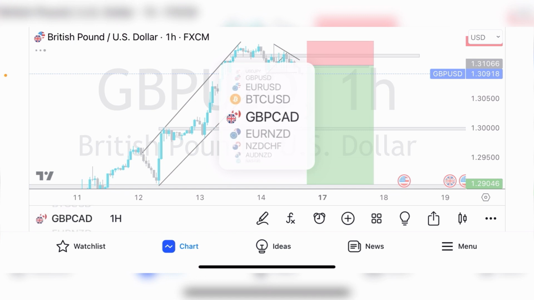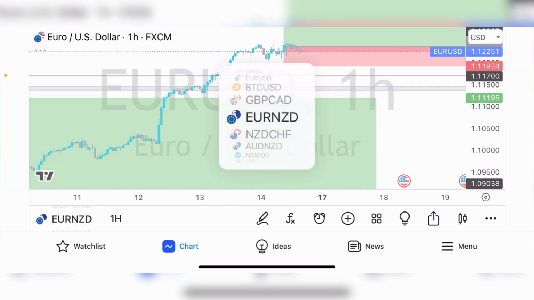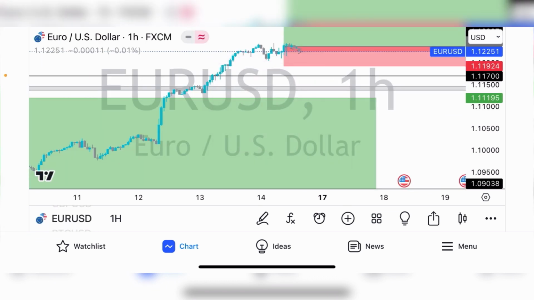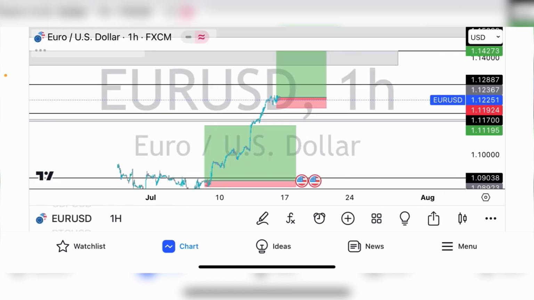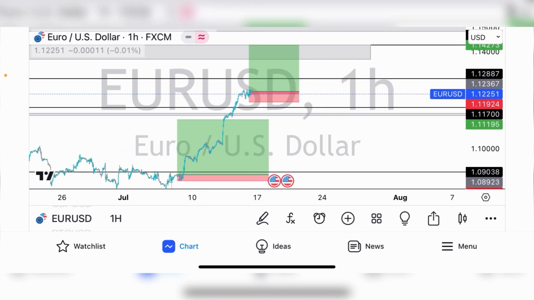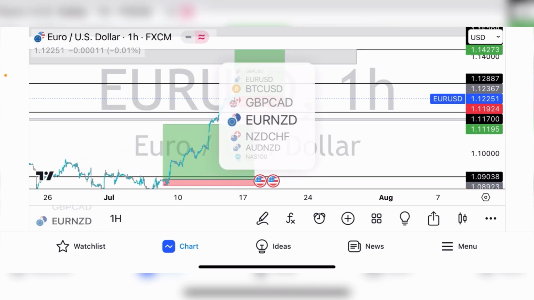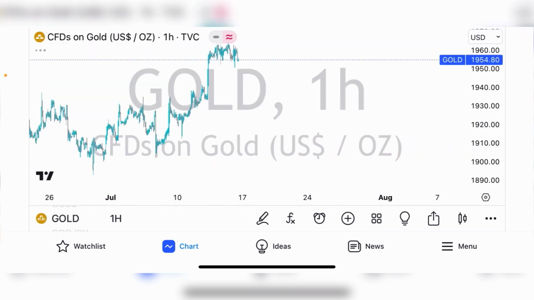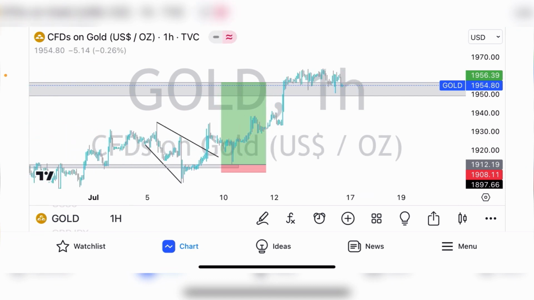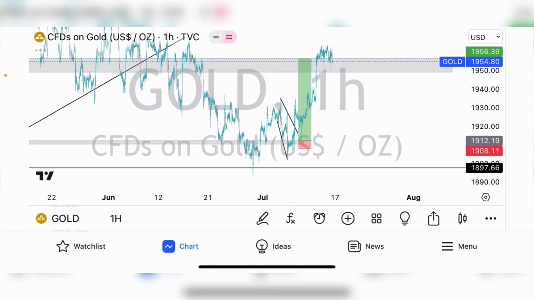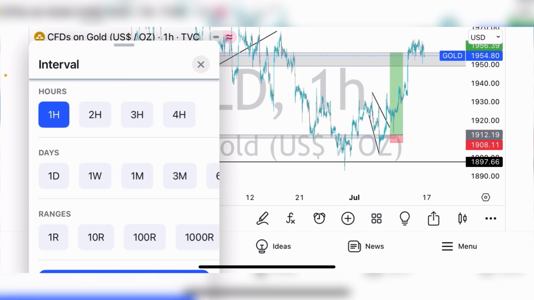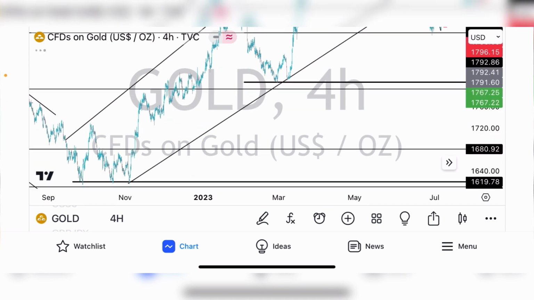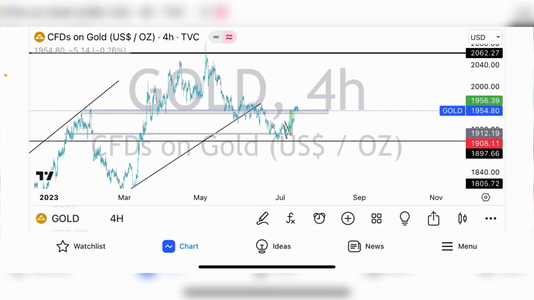Now we move on to EURUSD. Actually, this EURUSD, I'm not going to analyze EURUSD. I'll just go and analyze gold, since we don't have much time. Let's zoom out of gold. We are analyzing the gold. We first zoom out.